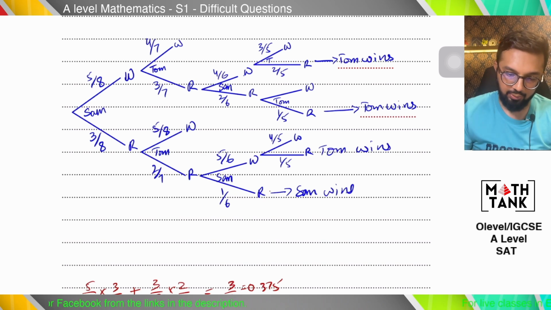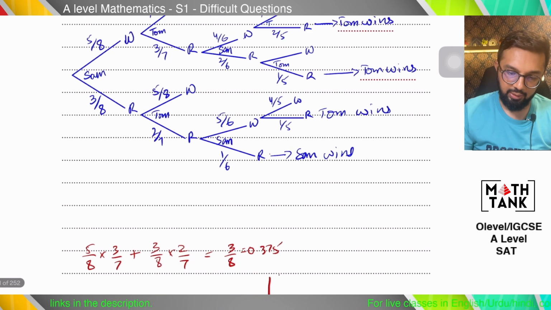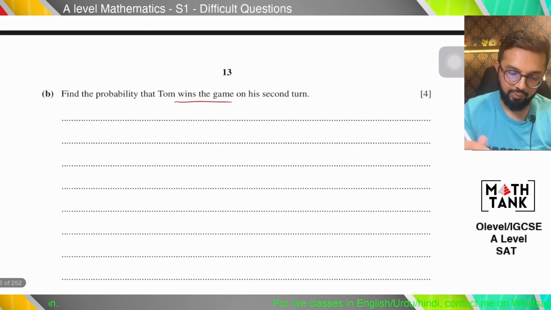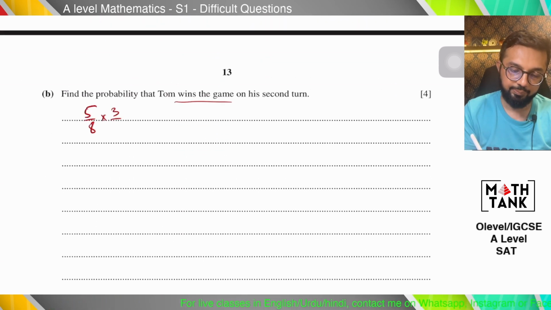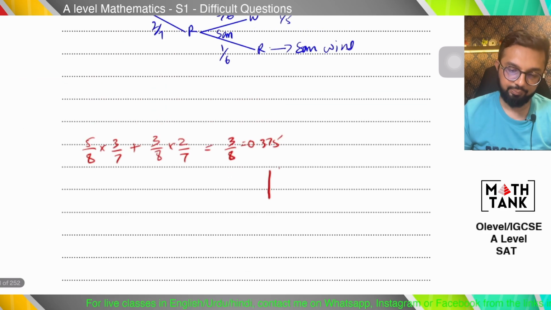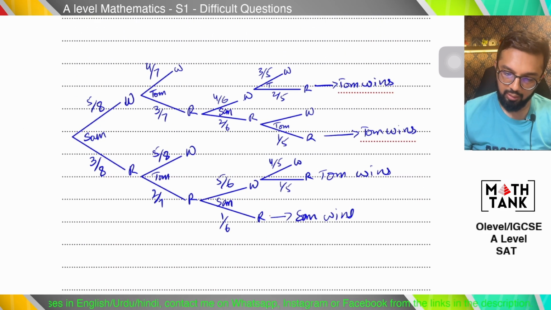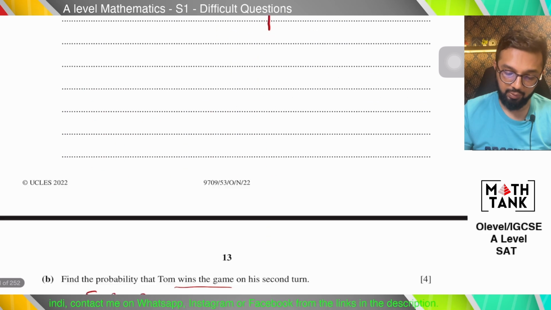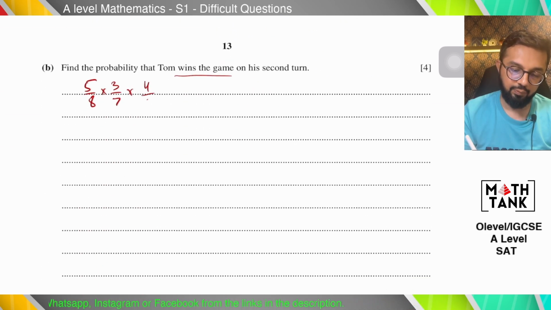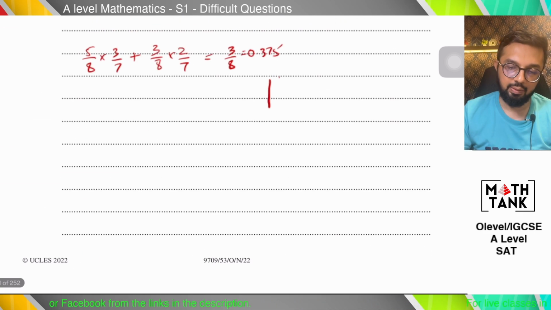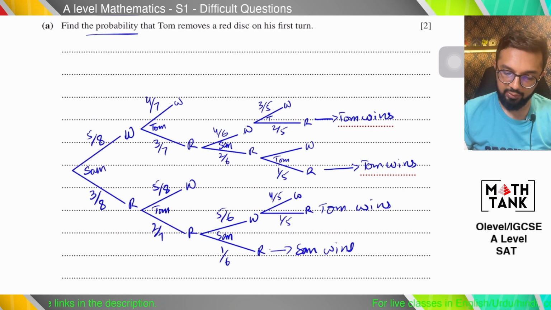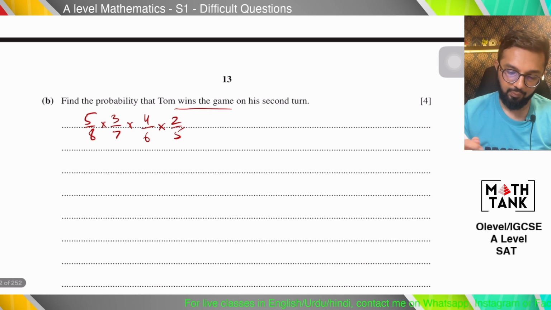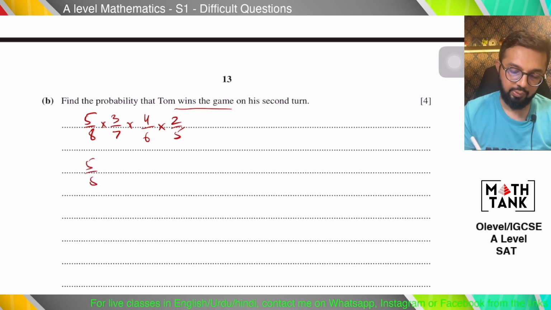Let's quickly now write down the probabilities. 5 over 8, 3 over 7, 4 over 6, 2 over 5. 5 over 8, 3 over 7, 2 over 6, and 4 over 6 and 2 over 5. That's the first Tom wins. The second Tom wins: 5 over 8, 3 over 7, 2 over 6, and 1 over 5.